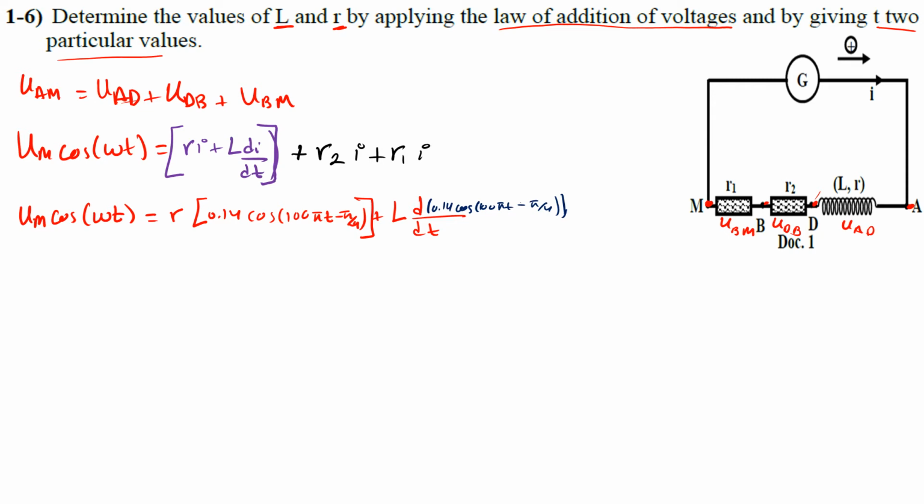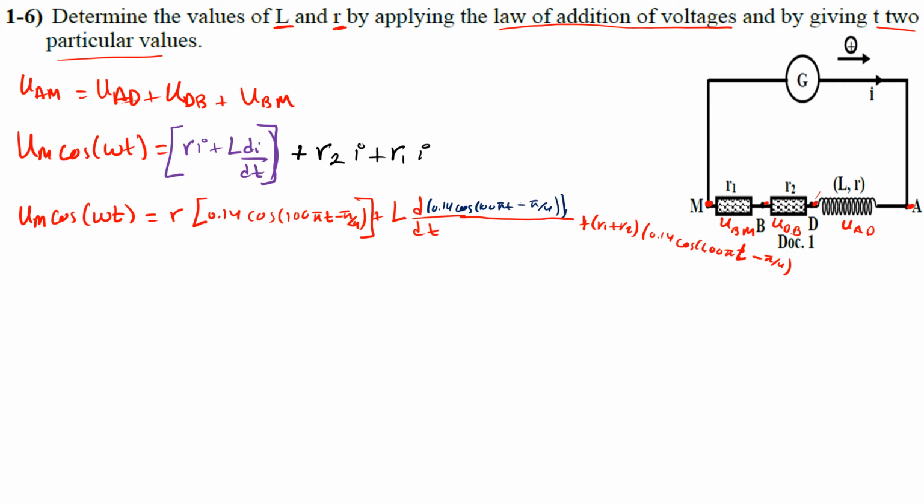Okay, so it's like this. Now, plus I is the same for all. So it's R1 plus R2. Since they are in series, I can write them like this: R1 plus R2 into I, which is 0.14 cosine of 100 pi t minus pi over 4. Now, let's continue.